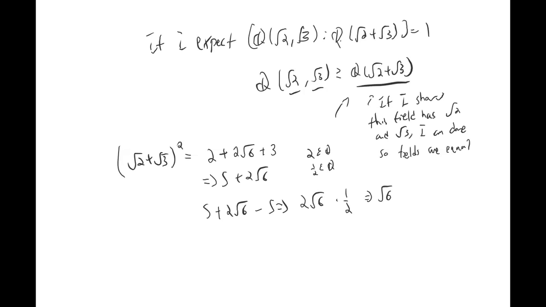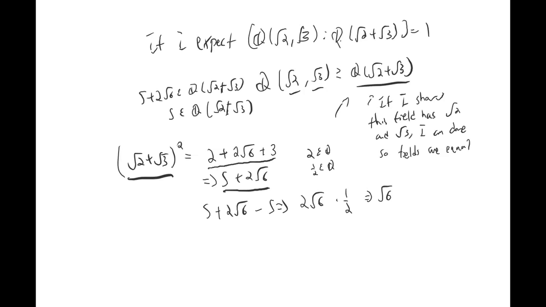Okay, well, from here, I have the element root 2 plus root 3, right? So I could certainly multiply it with itself, and I still remain in my field. Agree? So I multiply by itself, I get this. I simplify, right? Now, this element is in my field, right? Plus root 3. 5 is certainly in here because 5 is an element of Q. Agree? So their difference is also in there, right?